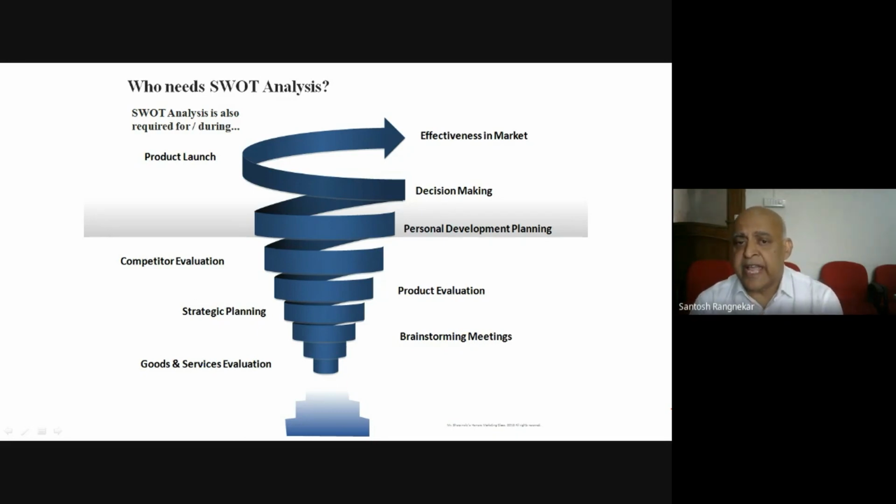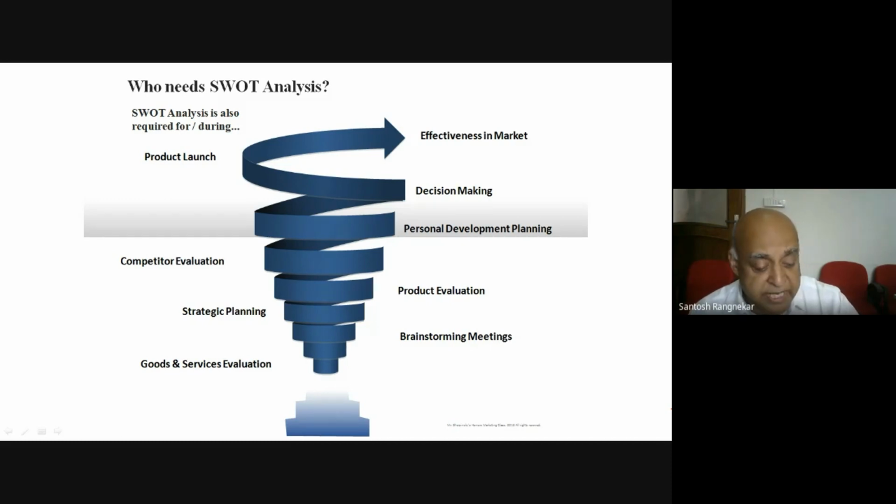is supporting collective decision making, because once you analyze this SWOT, you get the competitor evaluation, and this is giving you, of course, personal development, and this decision making is creating more effectiveness in the market. So it is very important that whenever you are going for the SWOT analysis, first you should know why we are doing the SWOT analysis.